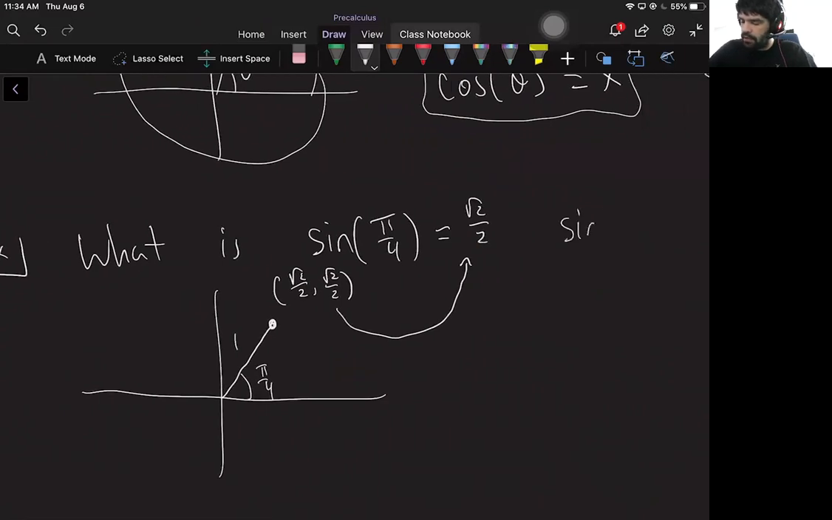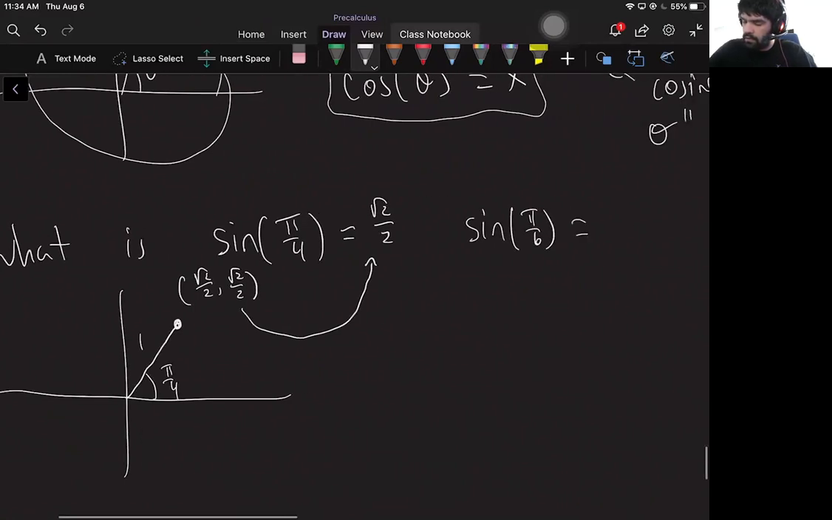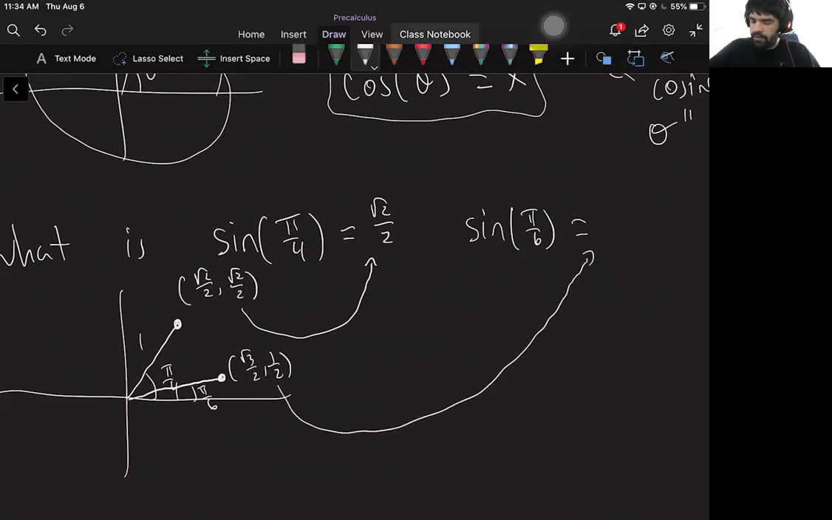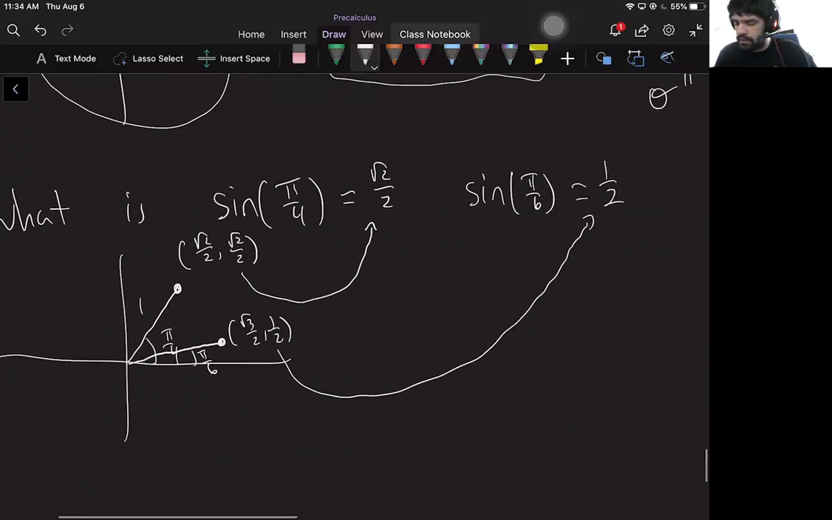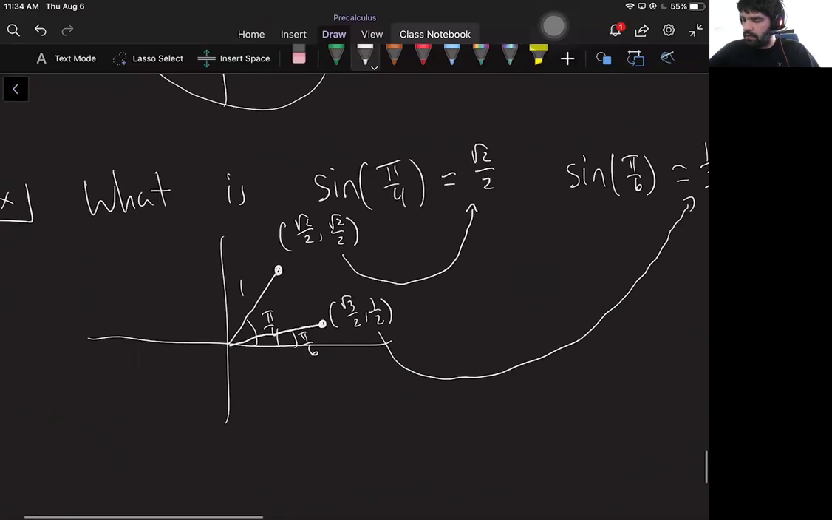What's sine of pi over 6? Well, we already did that one too. So if this is pi over 6, we already know the point was root 3 over 2 comma a half. So what is sine of pi over 6? It's the y value for that point corresponding to the angle pi over 6, so it's 1/2. And then we can do more complicated ones.